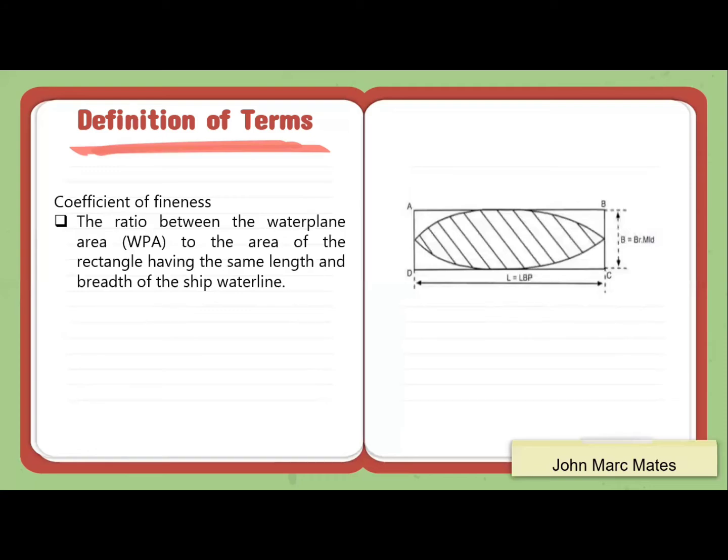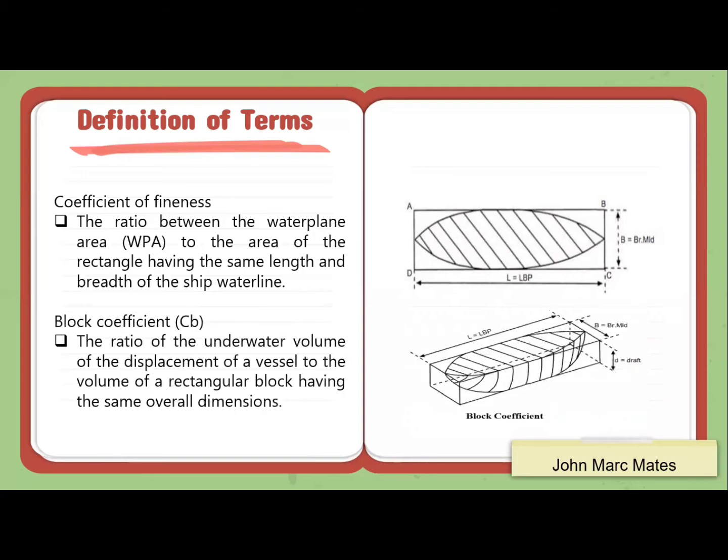Coefficient of fineness. The ratio between the water plane area, WPA, to the area of the rectangle having the same length and breadth of the ship waterline. As you can see on the other page of the slide, this is how you measure the coefficient of fineness. Block coefficient. The ratio of the underwater volume of the displacement of a vessel to the volume of a rectangular block having the same overall dimensions. And for the block coefficient, this is how you calculate and measure it.